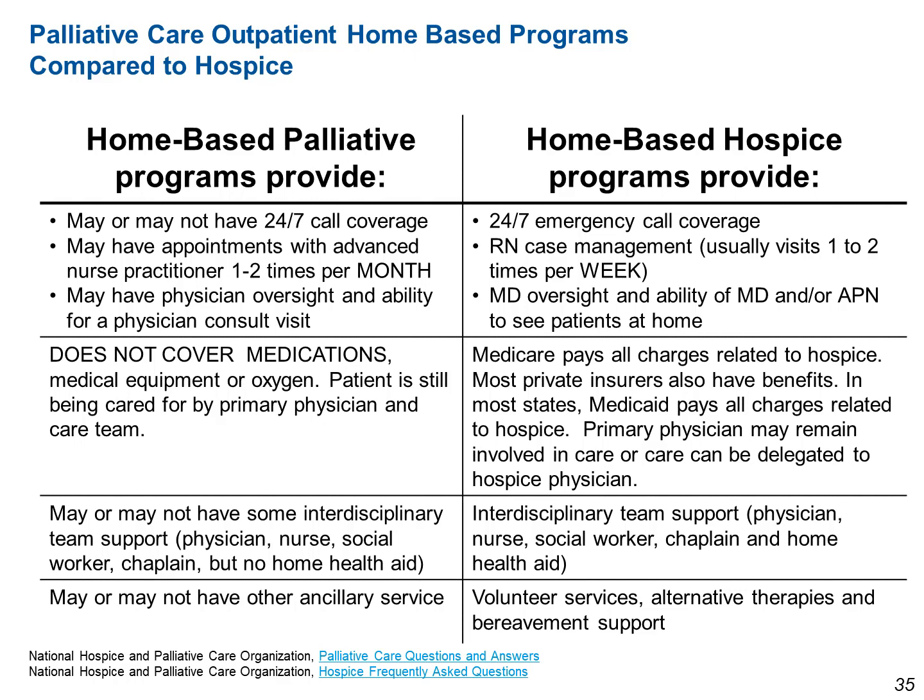Palliative programs provide interdisciplinary team support, but not always, while hospice usually includes interdisciplinary team support with physician, nurse, social worker, chaplain, and home health aide. Ancillary services like volunteer services, alternative therapies, and bereavement support are usually part of hospice programs.